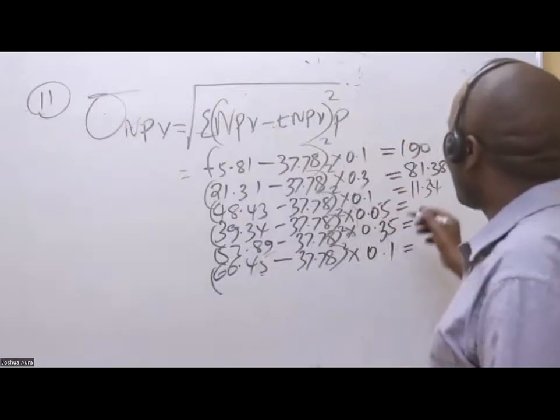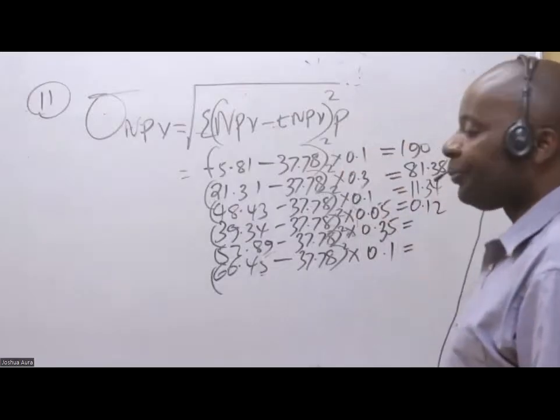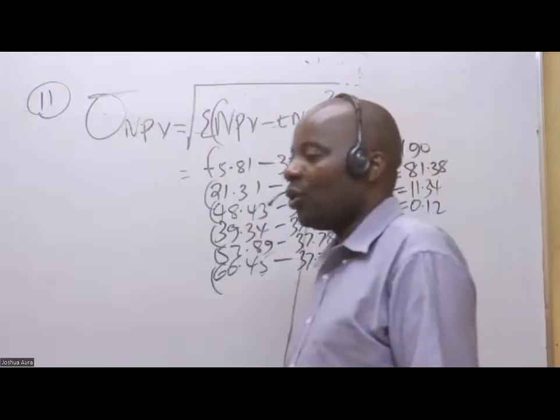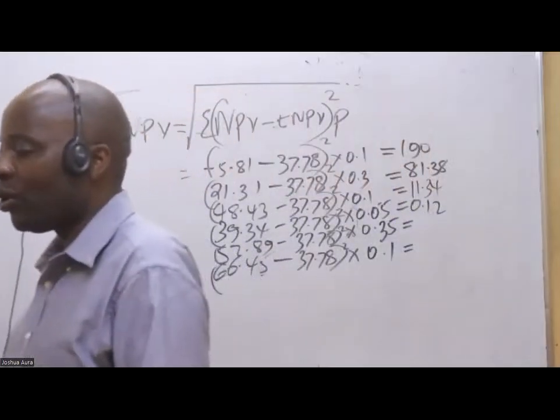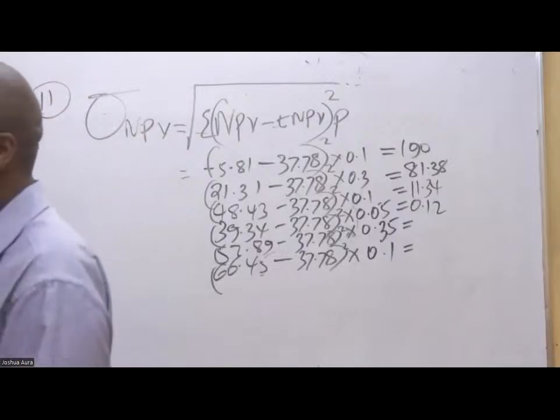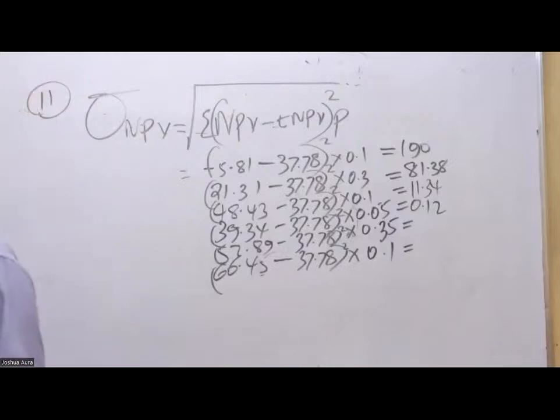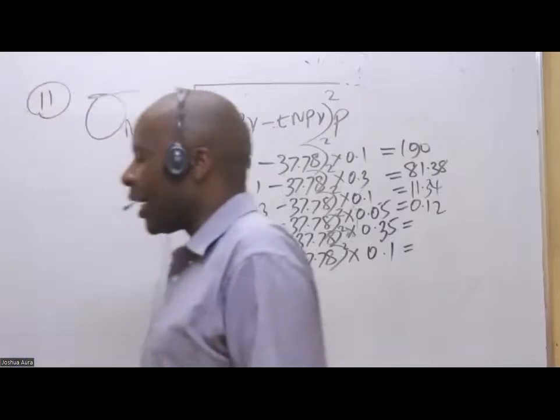0.12. Thank you very much. After 0.12, we go to the next one. The fifth one now. The fifth one, what do we have there? The fifth one, it is 79.91.